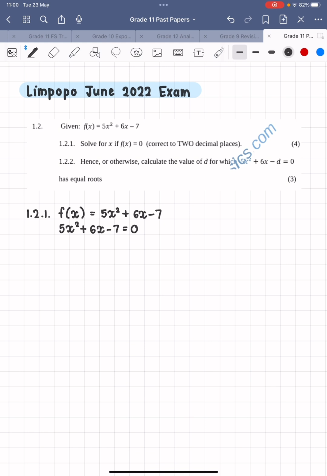So I found a copy of the Limpopo June 2022 exam and I saw this question. I thought it's a nice one to do with you.